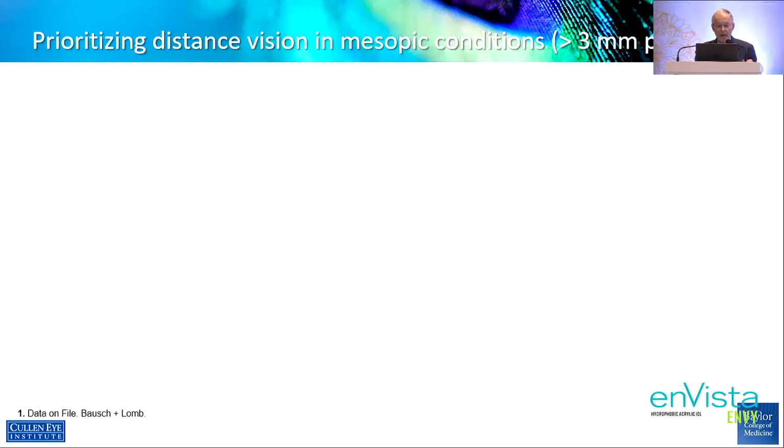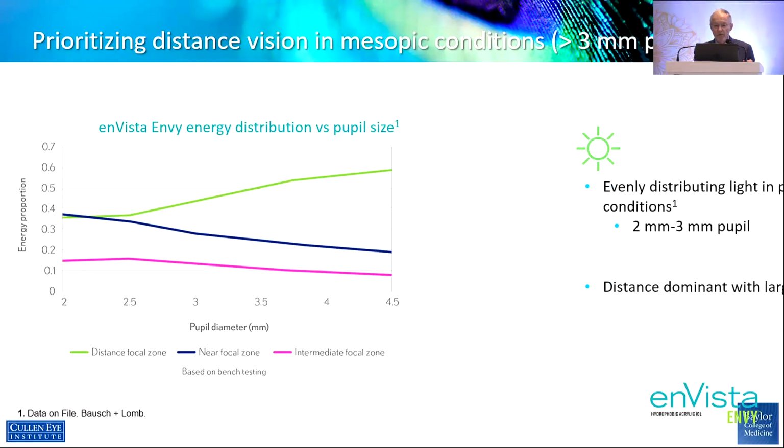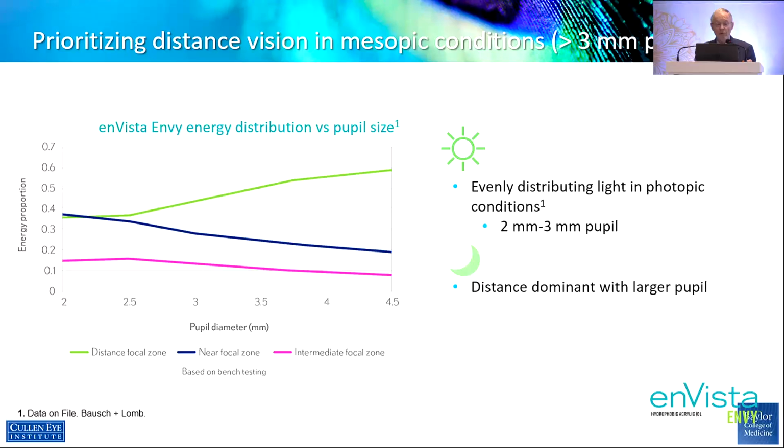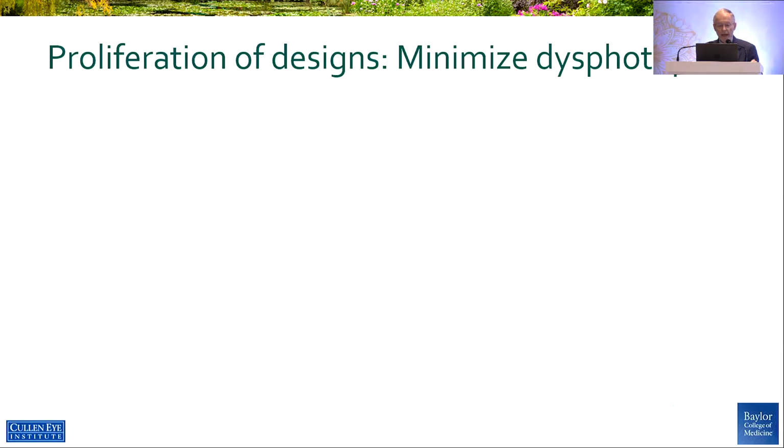Another approach that's being used by Bausch & Lomb is to go back to the old apodization, as we saw with the Restore lenses, like the Restore 3 diopter, the original one, where the amount of light that is directed for distance increases as pupil size increases, thereby reducing nighttime glare. And there have been many other companies that have been producing these lenses to minimize dysphotopsia.